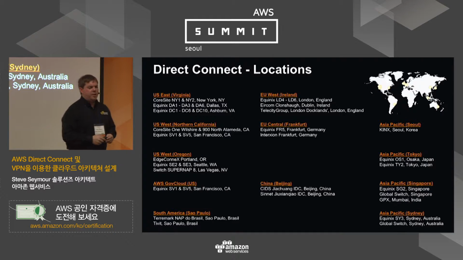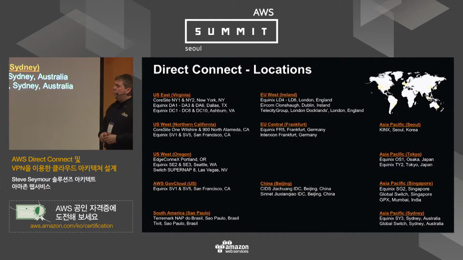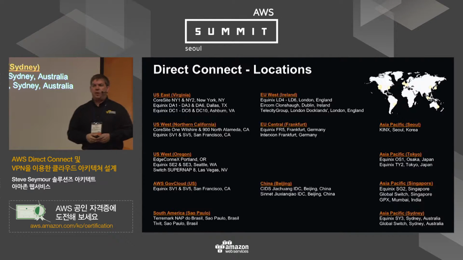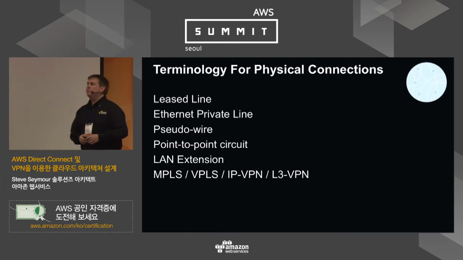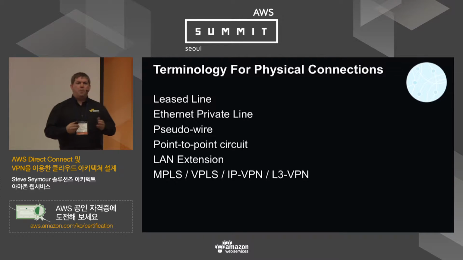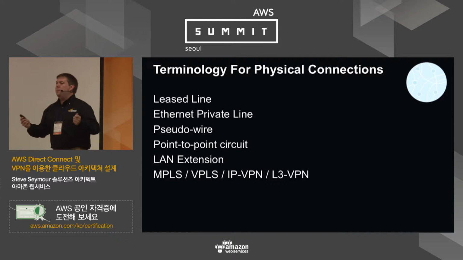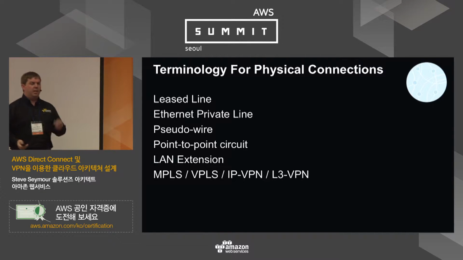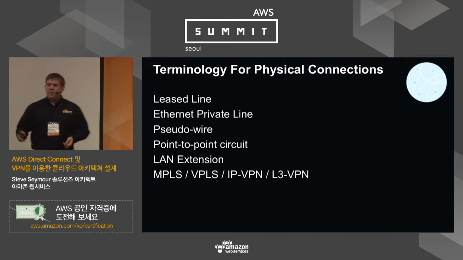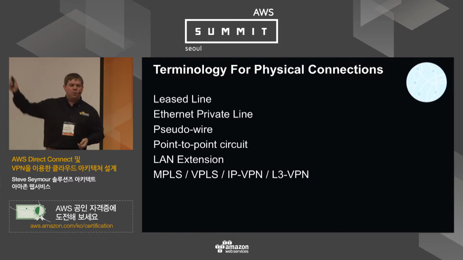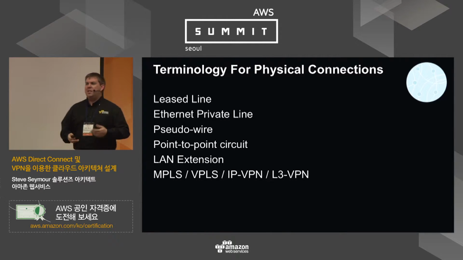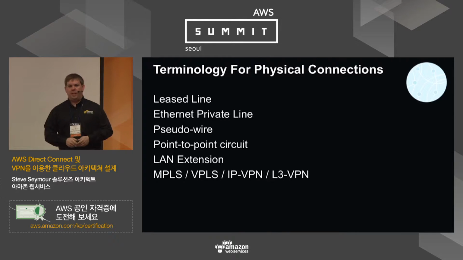So first of all, here are the Direct Connect locations. These are all on the website. The one for the region here in Seoul is at KINX, but as you can see, various regions have various amounts of Direct Connect locations. What are the components of Direct Connect? Well, the first thing is the physical connection. It's a fiber connection between your network and AWS. And you're going to see terms such as leased line, pseudo wire, LAN extension. Basically, this is all referring to a physical connection.